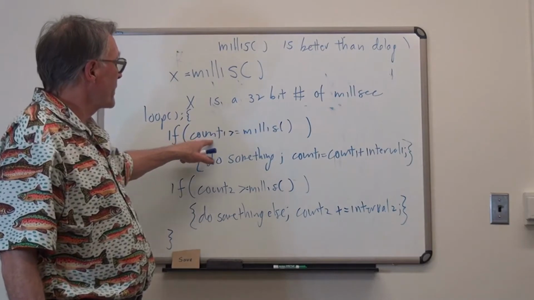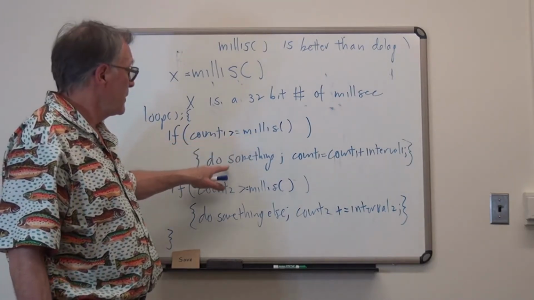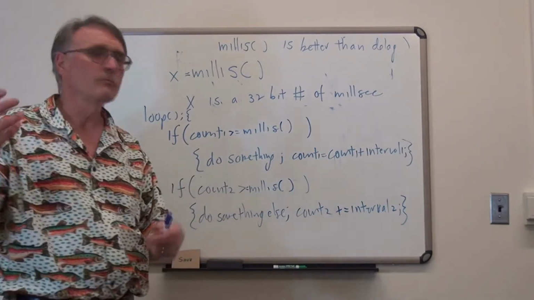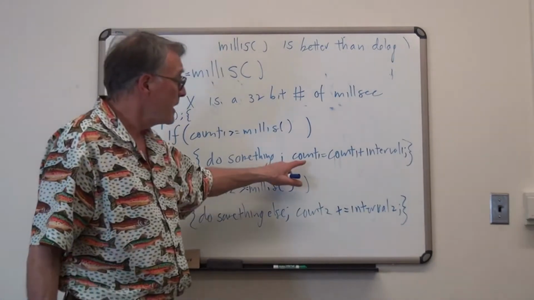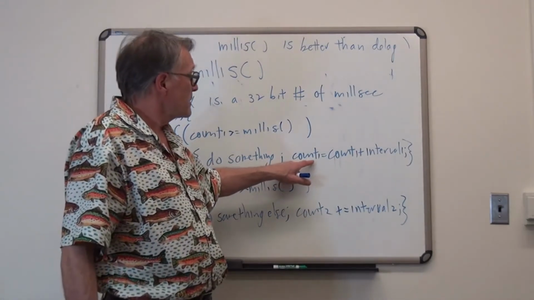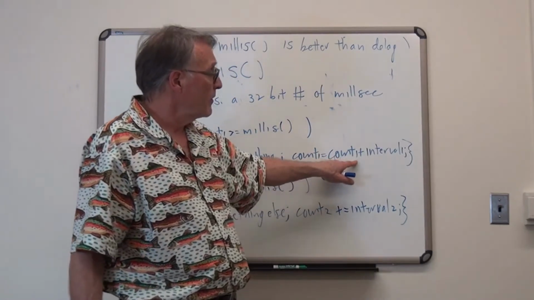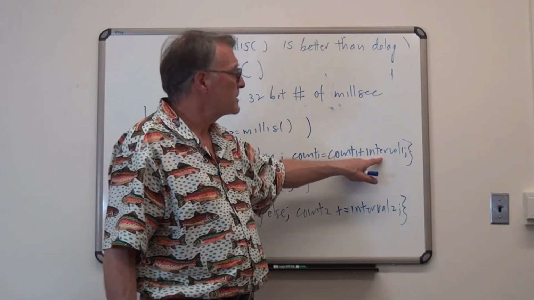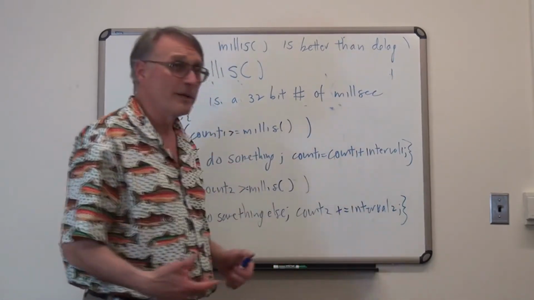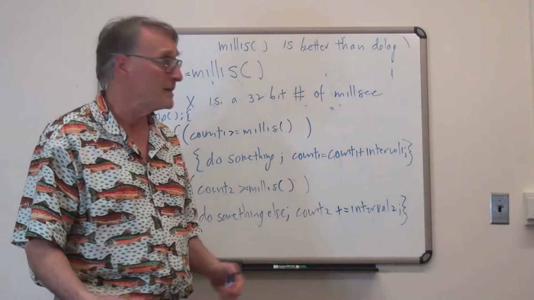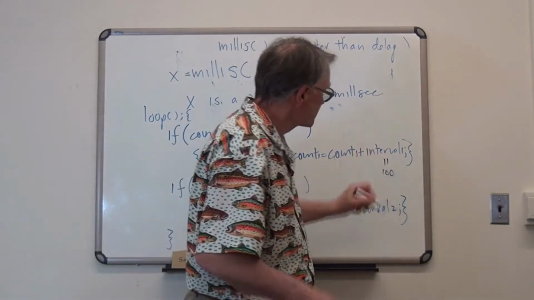So we compare count 1 to milliseconds. If it's greater than the number of milliseconds, then we're going to do some function, whatever it is, something your program requires logically. Then we update the counter so that it has a new value which is equal to its old value plus some interval. Let's say that you want something to be executed every 100 milliseconds. You'd have interval 1 equal 100.